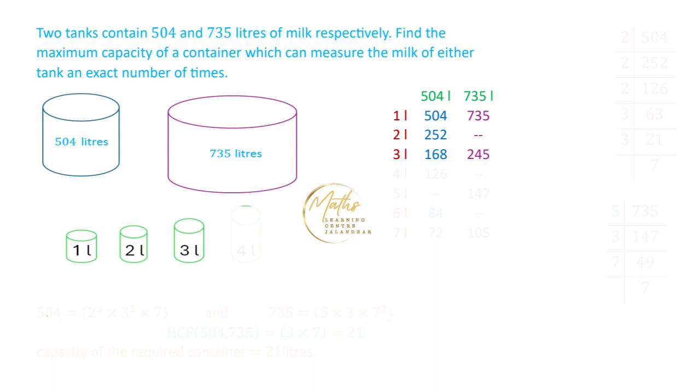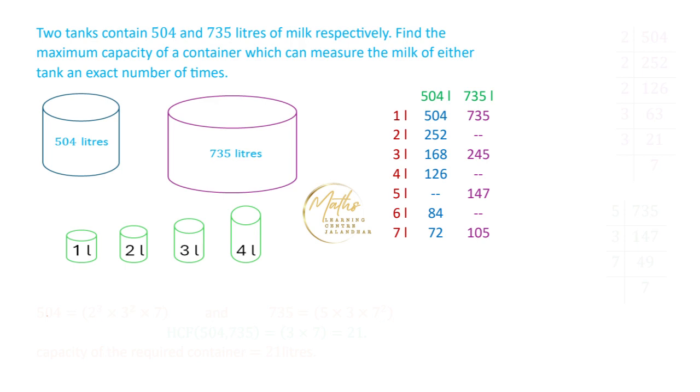Similarly, if we move on to the 4 liter container, it can measure the milk of the 504 liter tank, but it cannot measure the milk of the 735 liter tank. Next, if we move on to the 5 liter container, it cannot measure the milk of the 504 liter tank, but it can measure the milk of the 735 liter tank. Similarly, we have the 6 liter container and the 7 liter container. If we move on like this, we have to find the container having the maximum capacity.